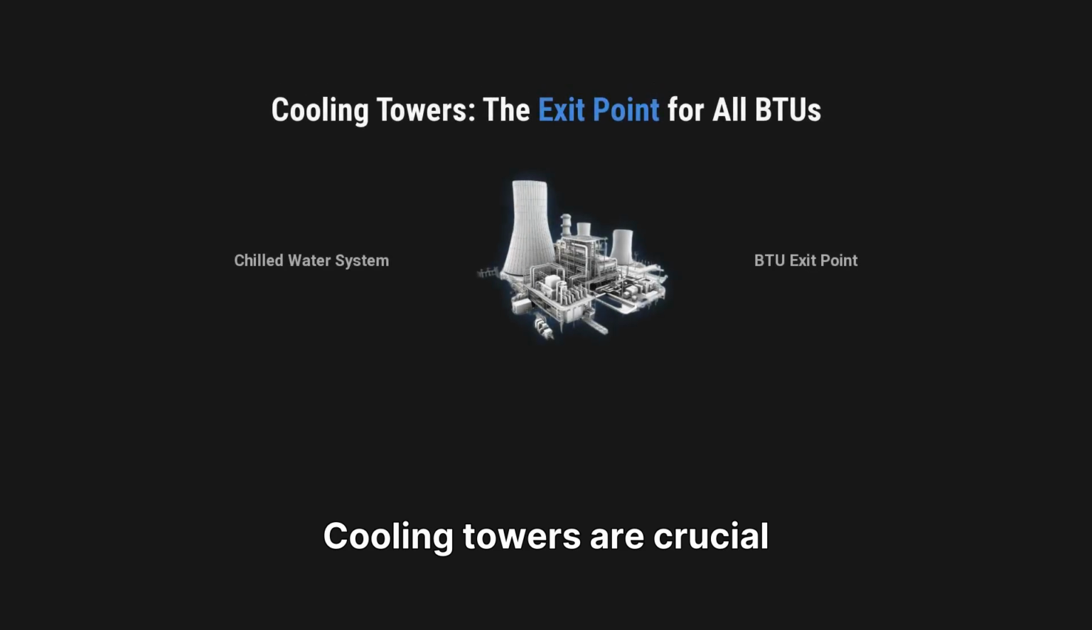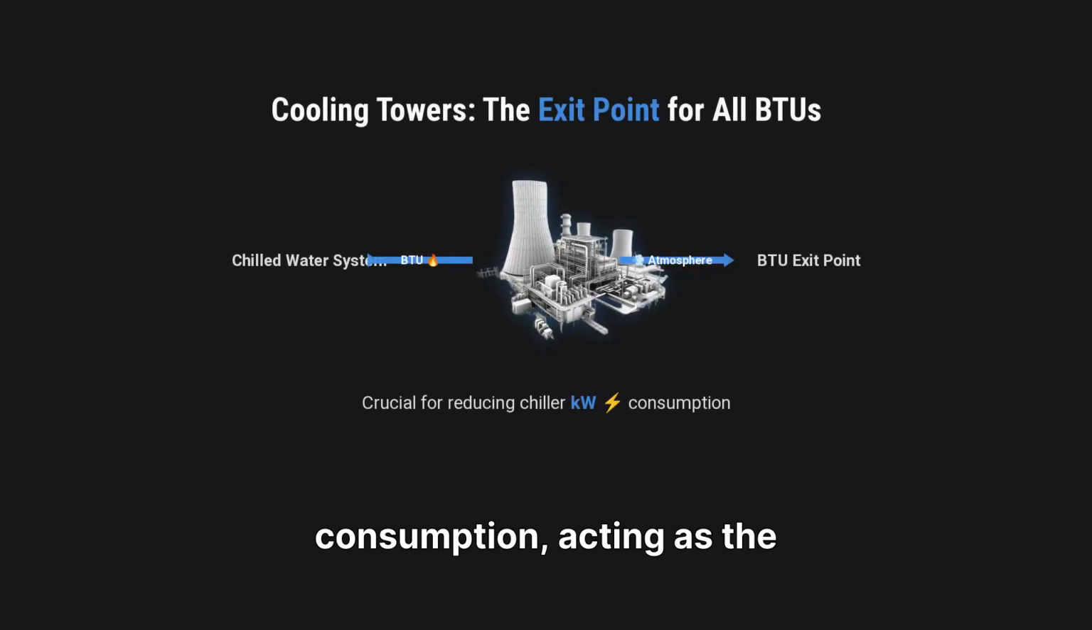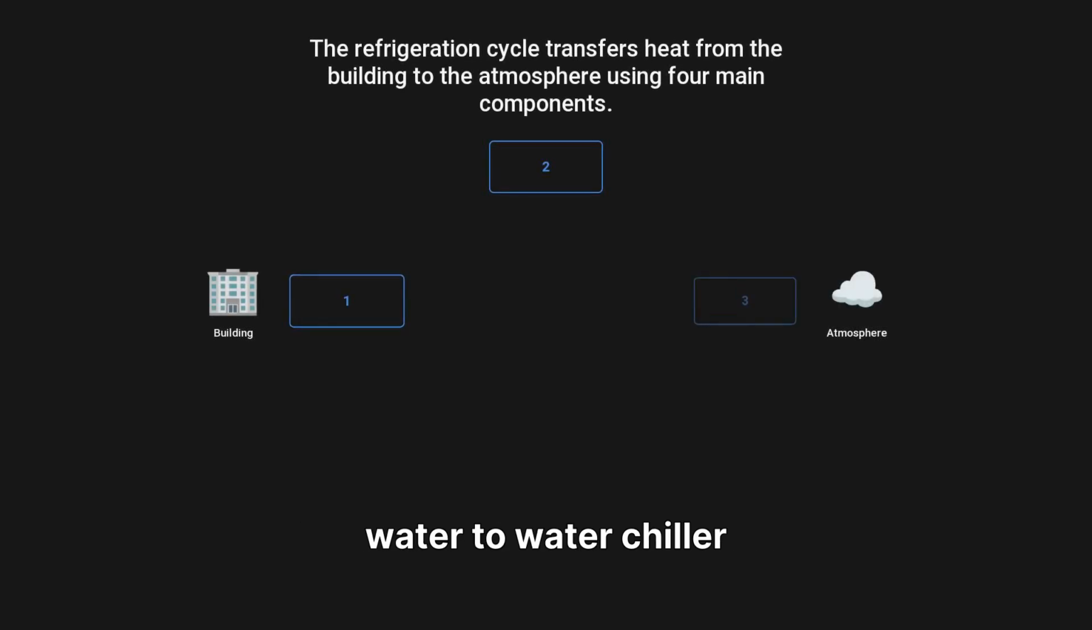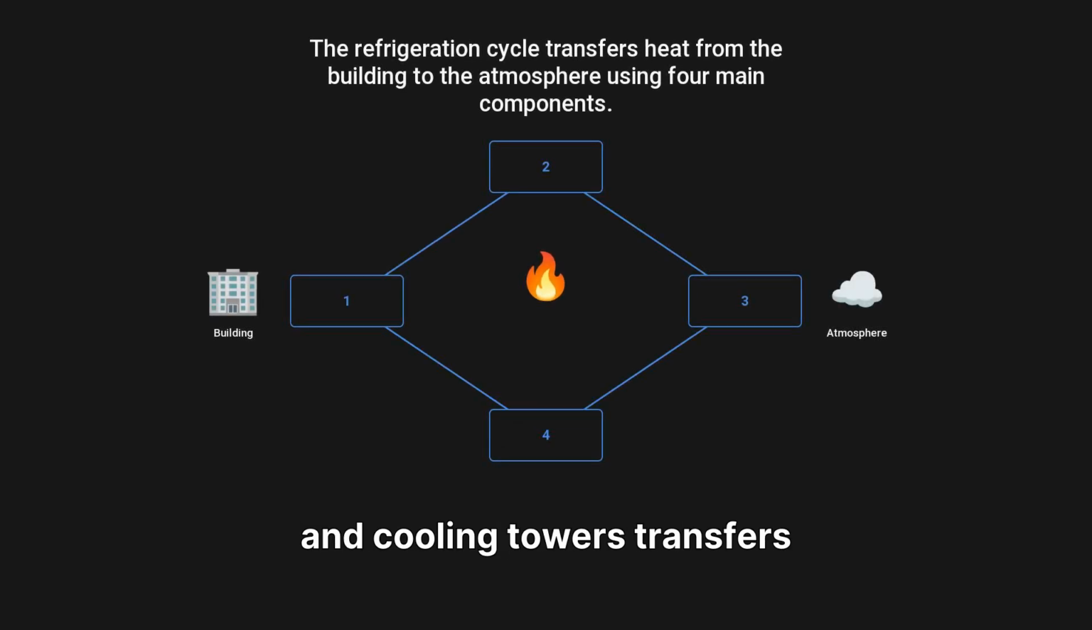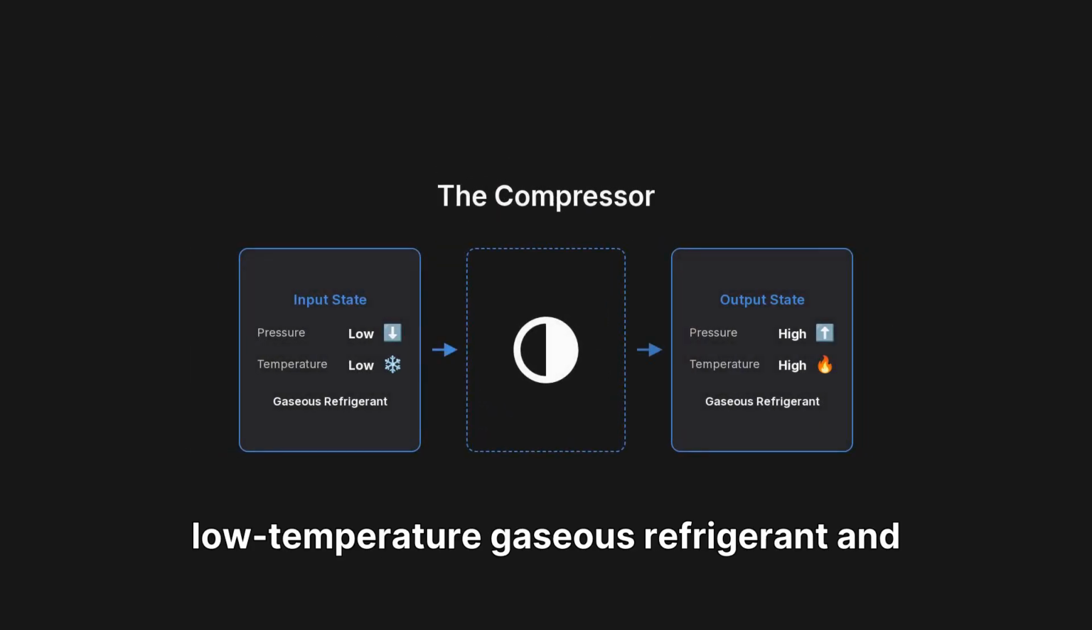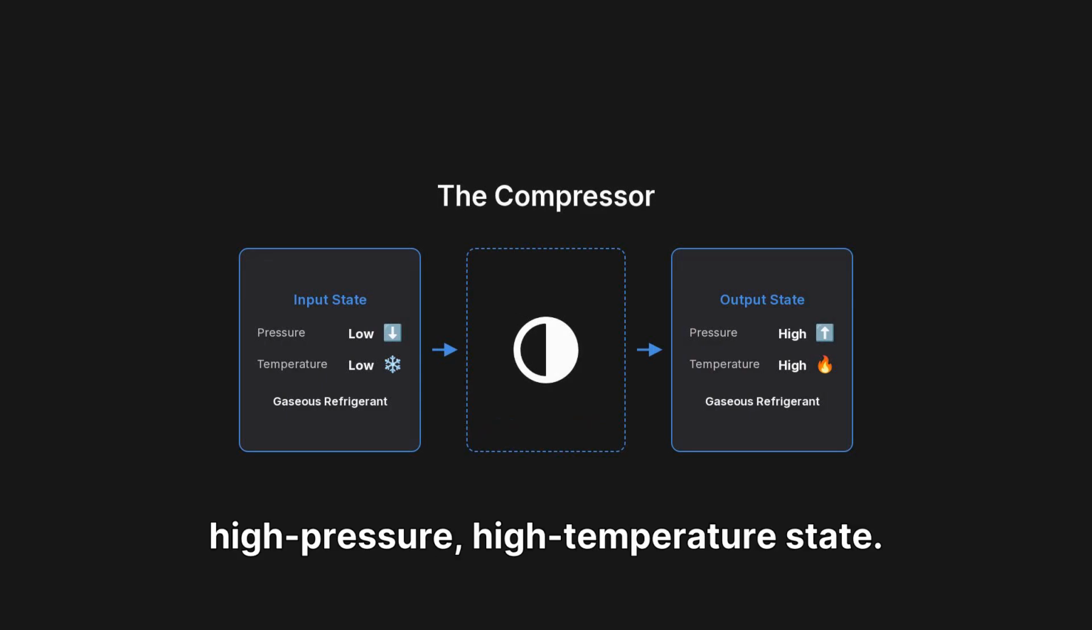Cooling towers are crucial for reducing chiller kW consumption, acting as the exit point for all BTUs in a chilled water system. The refrigeration cycle involving a water-to-water chiller and cooling towers transfers heat from the building to the atmosphere using 4 main components. The compressor takes low-pressure, low-temperature gaseous refrigerant and pumps it to a high-pressure, high-temperature state.